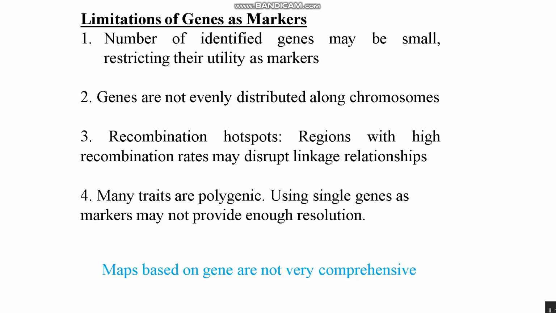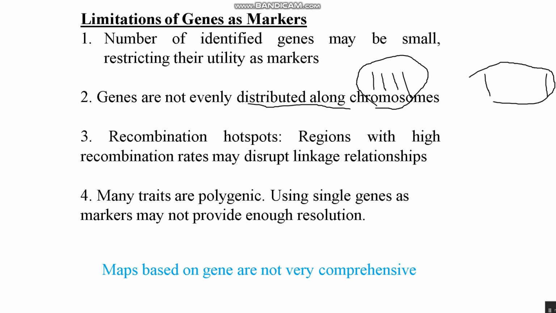Genes are not evenly distributed along the chromosomes. Some genes are very close to each other, and some genes are very far from each other. There are hotspots where genes are present in very high numbers, and some points where genes are very rarely present.